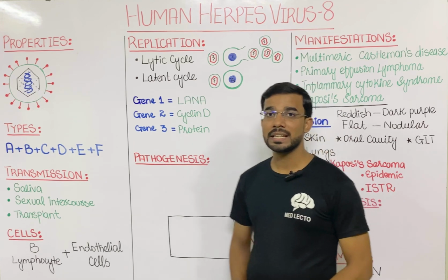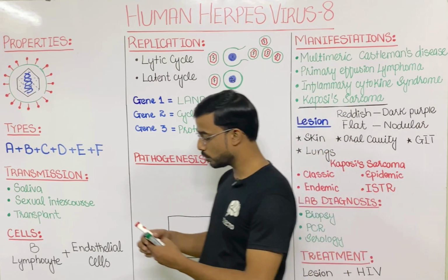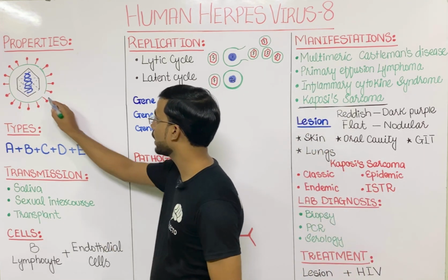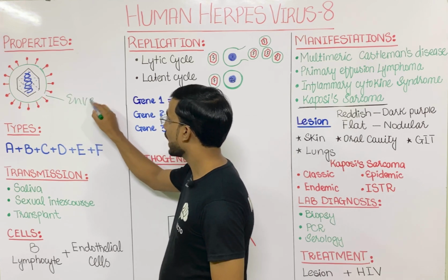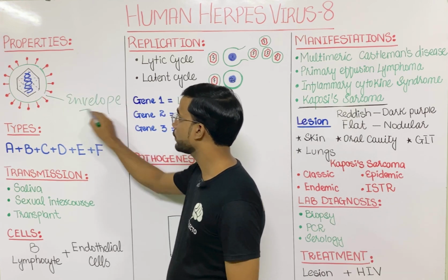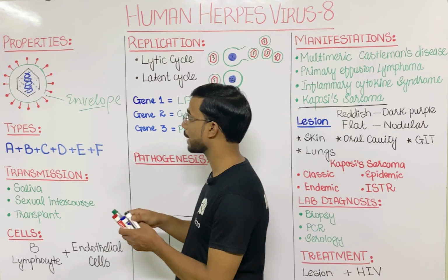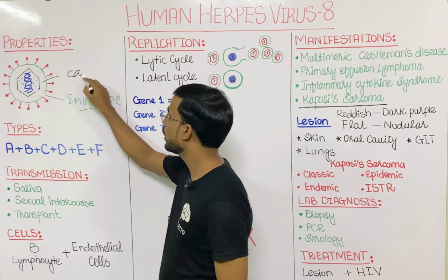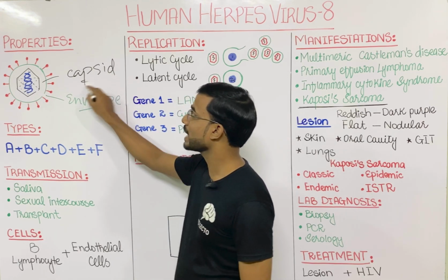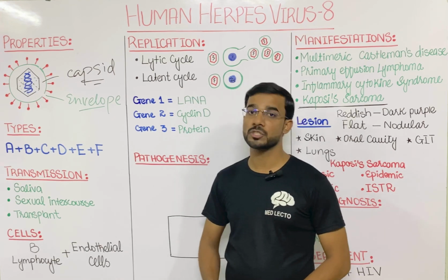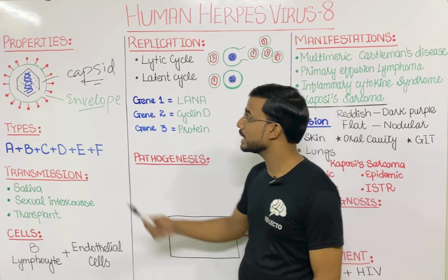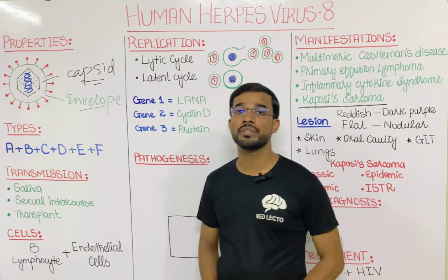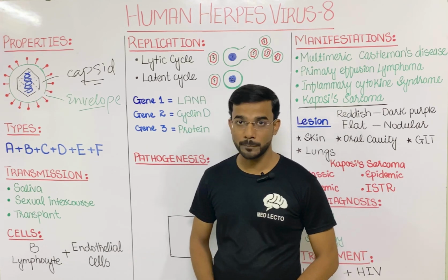So basically, it is an enveloped virus. Outside, you will see the presence of an envelope. Inside the envelope you will see the presence of the capsid that is actually made up of protein, and the shape of the capsid is icosahedral, meaning 20-sided, and inside the capsid you will see the presence of the double stranded DNA molecule.